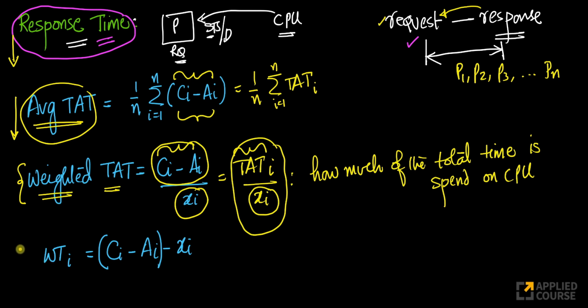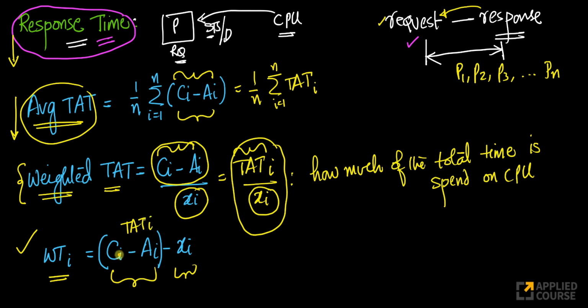Now let's look at this. There is something called the wait time of a process i. What is the wait time of a process i? Look at this: completion minus arrival. This is the total time that we are spending. This is my turnaround time, if you think about it, right? This is my turnaround time.